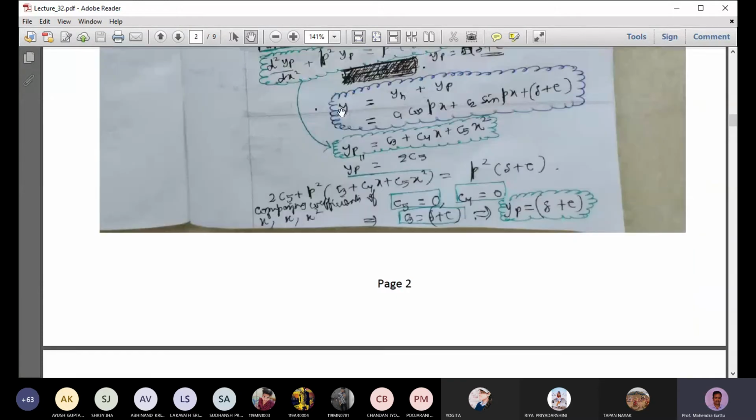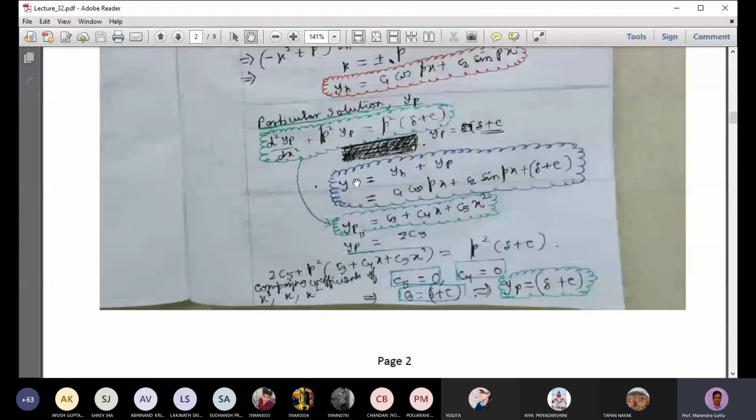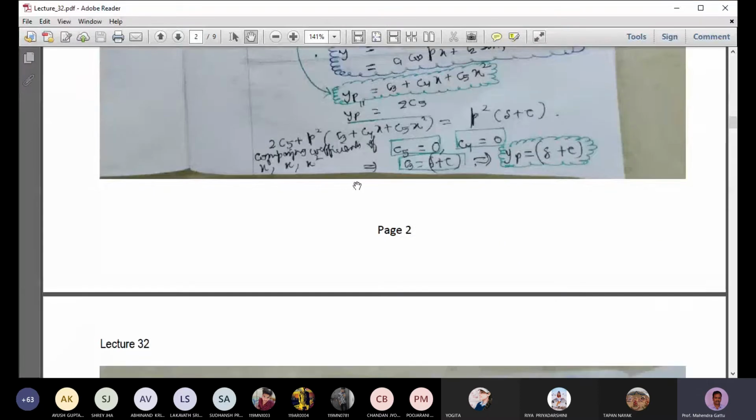So y of 0 is 0. What does it mean? You go to the general solution and put x equal to 0. You get c1 plus delta plus c is 0. So c1 will be minus delta plus c. So that is the first boundary condition.